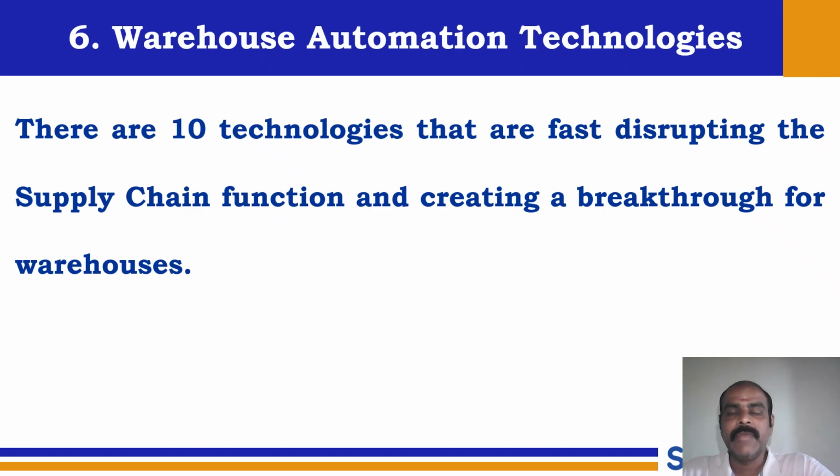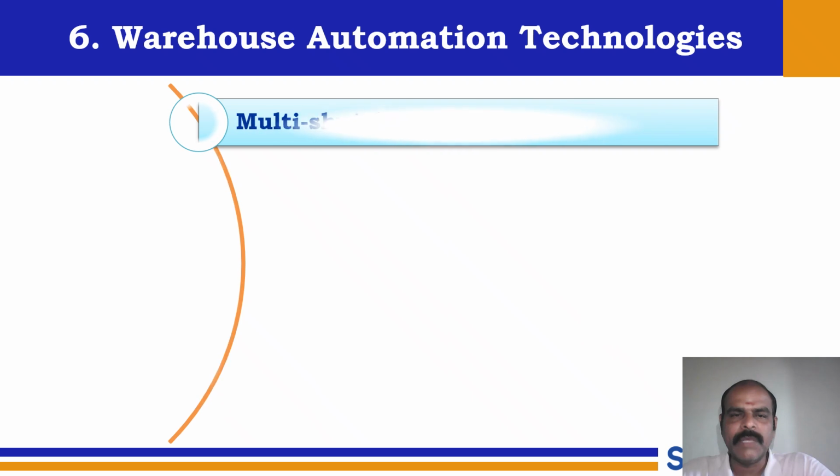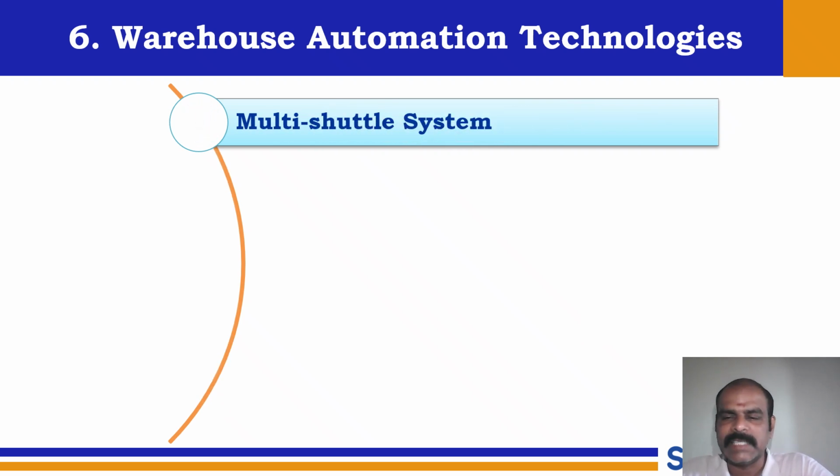As I told you in the earlier slide, it is supposed to be a collective of technologies. Now there are 10 such technologies which can rapidly disrupt the supply chain function as well as create a breakthrough for warehouses. 10 technologies, not one. Now we'll see them one by one. The first is the multi-shuttle system. A shuttle, we know, is going to be to and fro, some sort of transportation system.